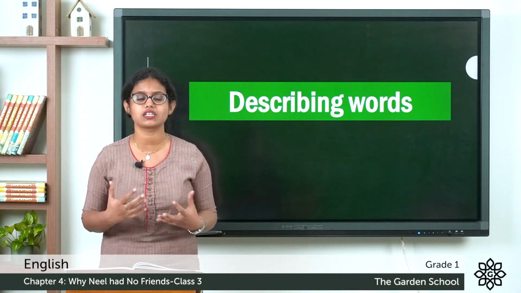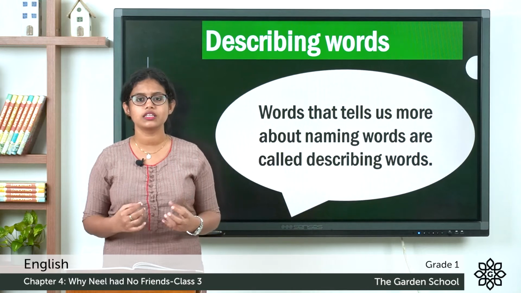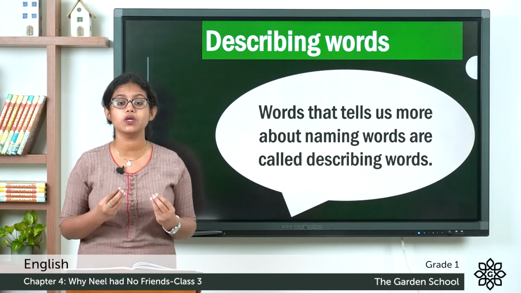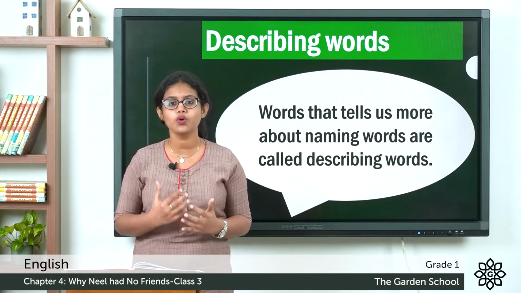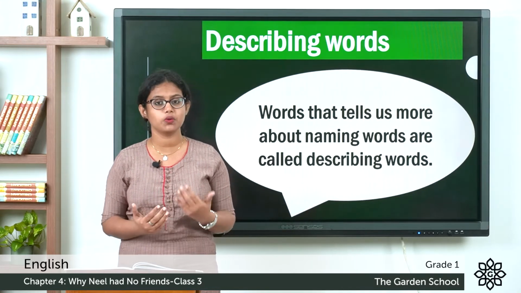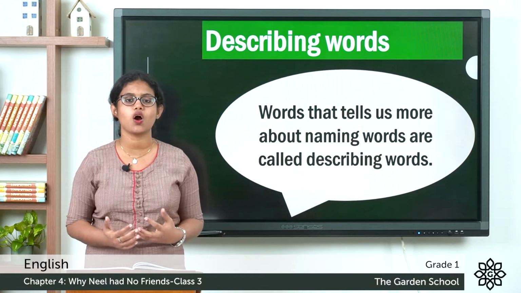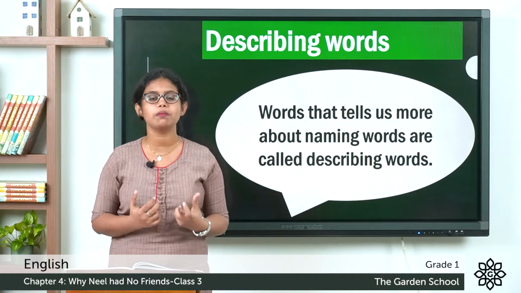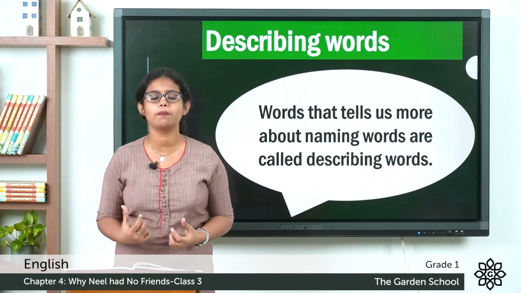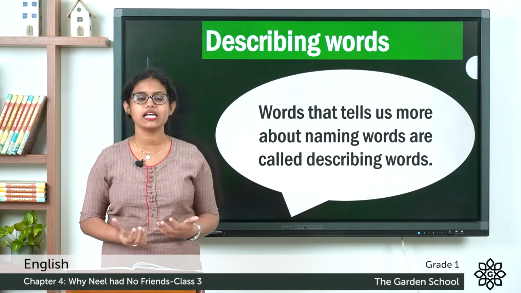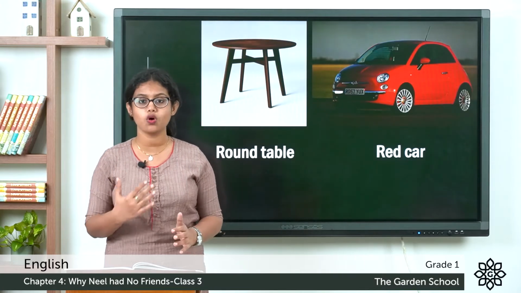So coming to describing words. What are describing words? A word that tells us more about a naming word is called a describing word. So you all know what a naming word is, right? A naming word is the name of a person, place, thing, or animal. It is called a naming word. So describing words are words which tell more about a naming word. We call it a describing word. So let's see some examples to make it more clear.